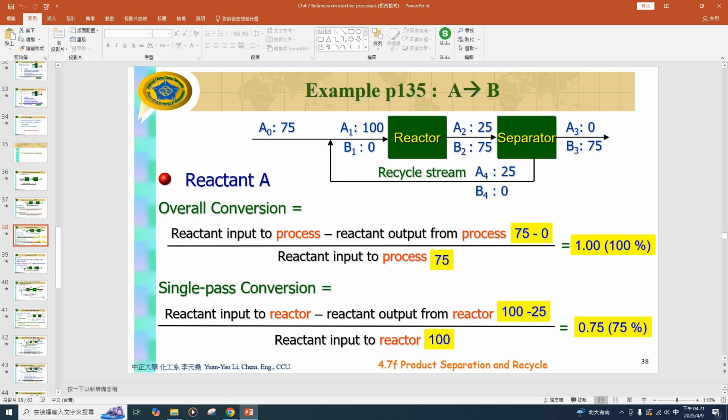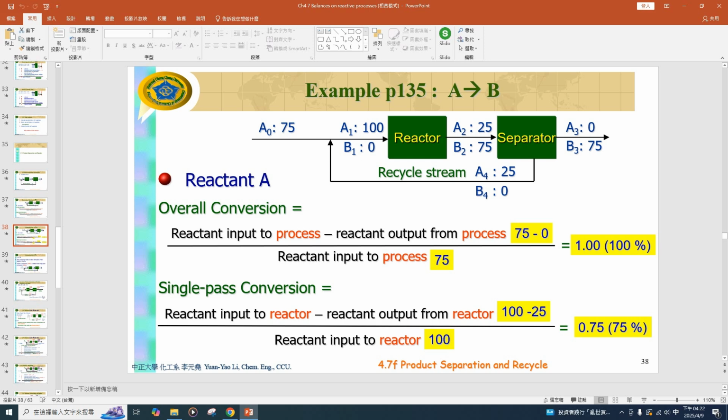Okay, so this is overall conversion. For the single pass conversion, we are only dealing with the reactor here. So that will be the species in the reactant input to the reactor and reactant output from the reactor. In the case of the 125 here, this will be 100 minus 25 divided by 100. So the conversion rate will be 75%.